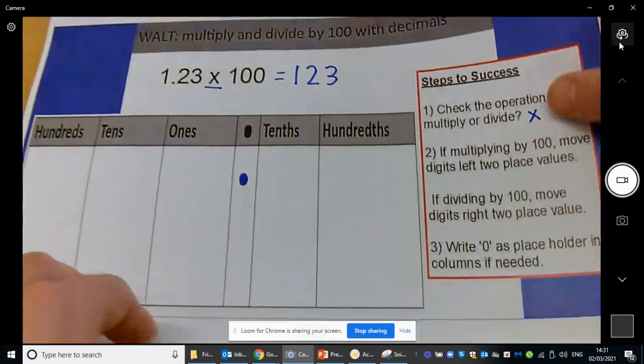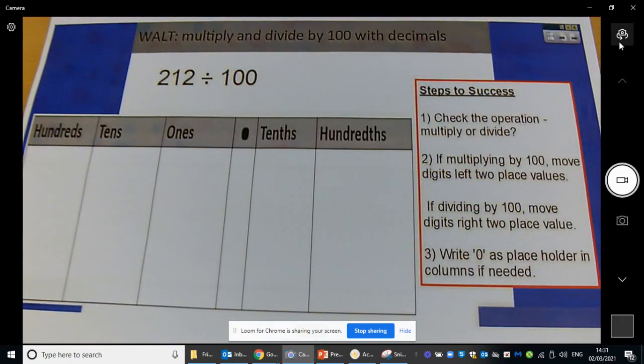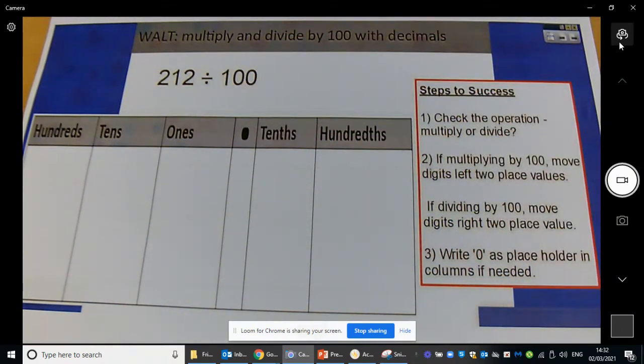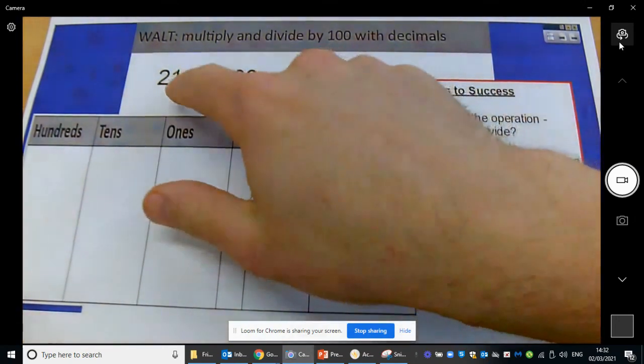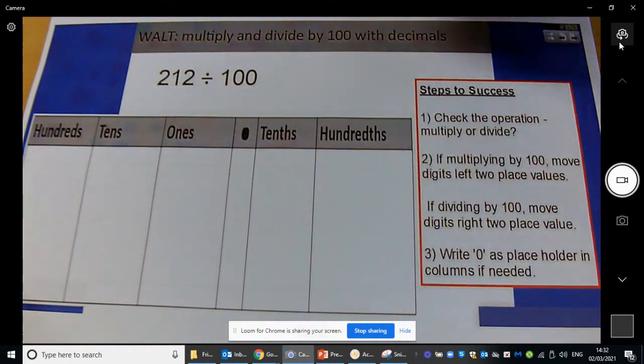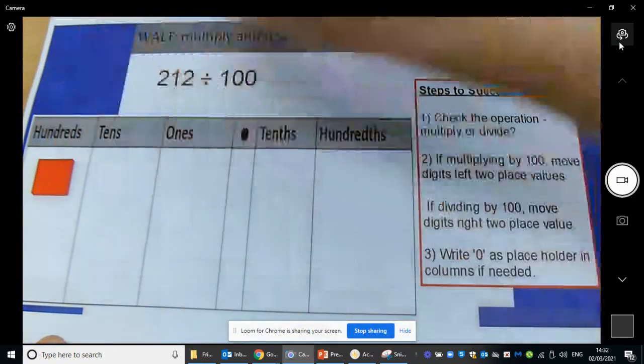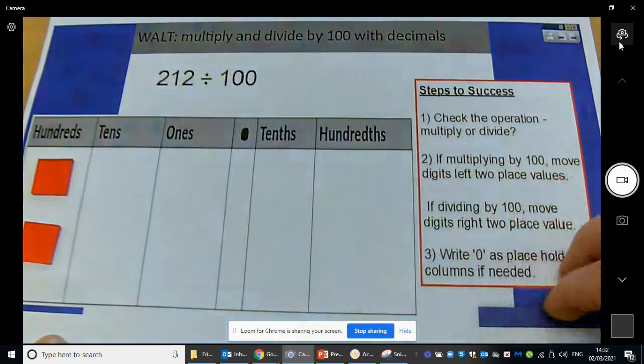So let's do another example of this together. So 212 divided by 100. So once again, I'm going to use my place value chart to recreate the number 212. So my highest place value is the hundreds, 100, 200s.